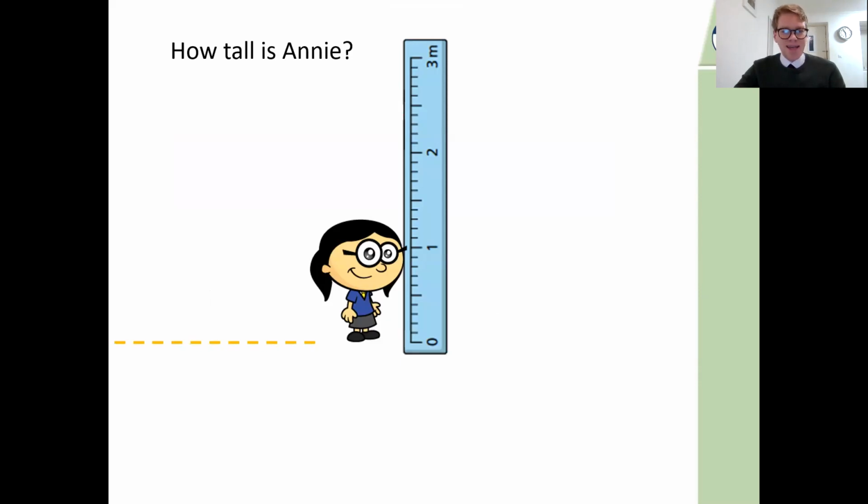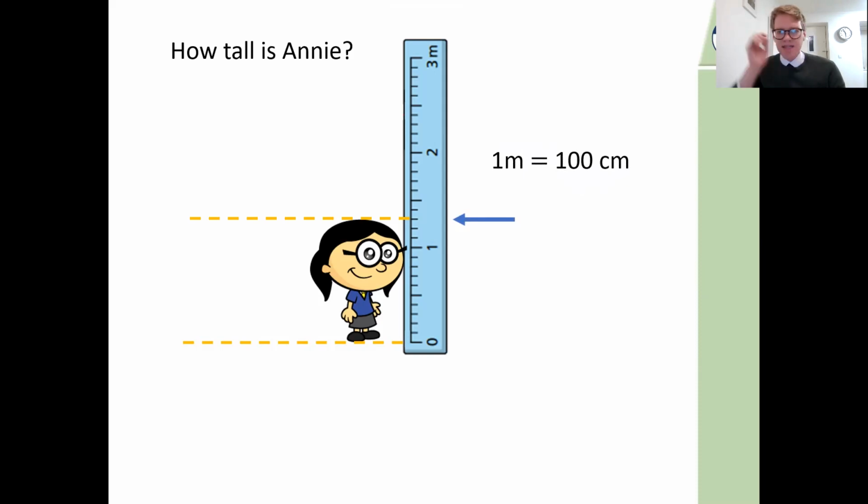Here is Annie. And Annie has a nice big 3 meter tall meter stick, which is useful, isn't it? 3 meters, wow. Okay. So how tall is Annie? Is she taller than 1 meter? Yes, she is. Is she as tall as 2 meters? No, she's not. So we know it's going to be between 1 and 2. So it's going to be 1 meter and something. We've got to think about what the something is.